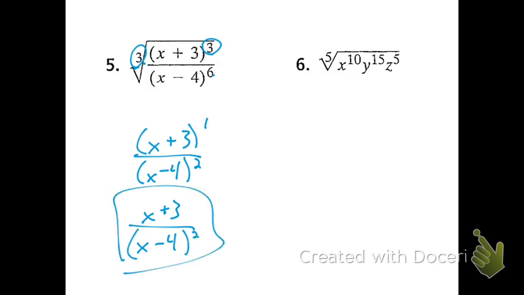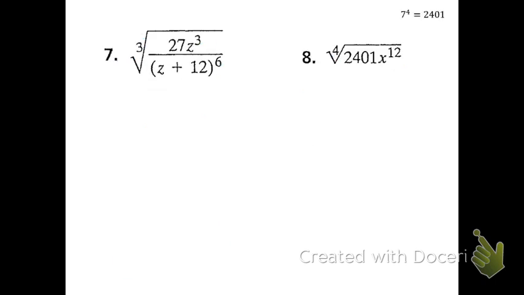Now, here we really use that whole dividing by the radicand property, okay? So 10 divided by 5, and all of these are divisible by 5. That's why we can do it so easily. So we have x to the second, because 10 divided by 5 is 2. 15 divided by 5 is 3, so I have y to the third. 5 divided by 5 is 1, so I have z to the first. You're done there. Nothing else you can do.